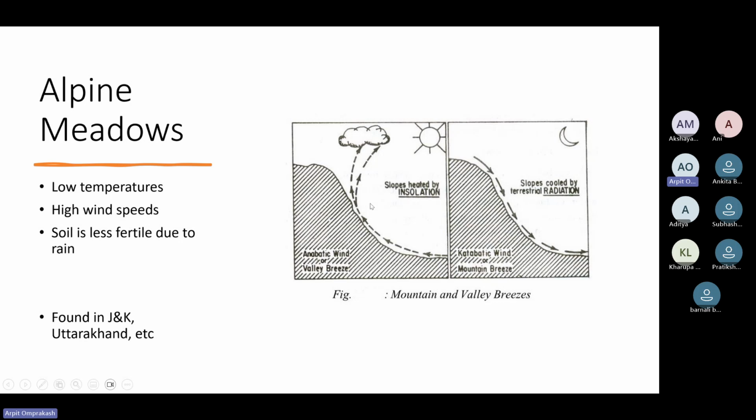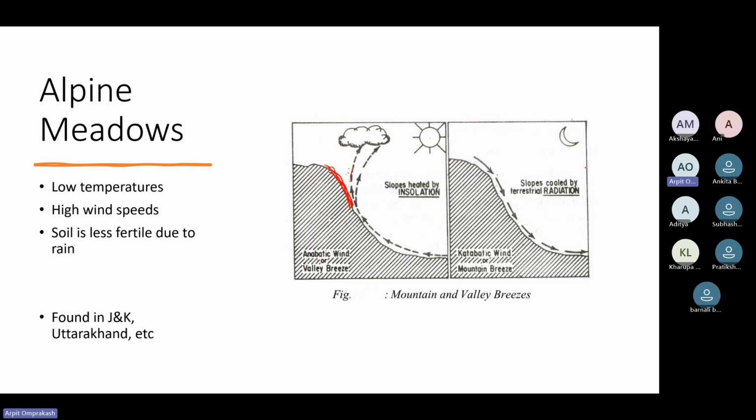So basically what happens during the day, if you see here in this diagram, is this top part of the slope gets heated much faster. So the air above it tends to warm and it rises up. Once this air goes up, the cold air that is present in the valley comes up to fill the place. So basically, you have high winds during the days. This is known as valley breeze.